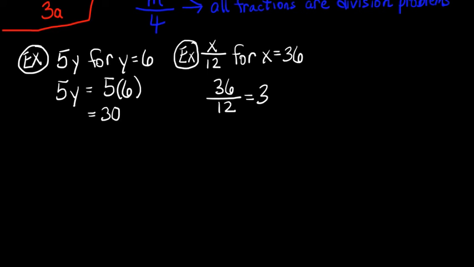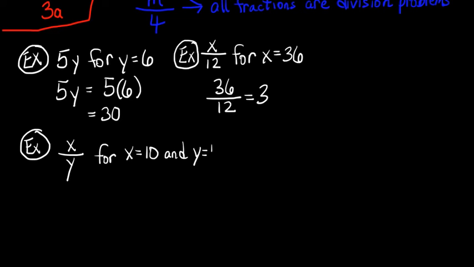Alright, another example, I'm going to have to move down here for this one: x divided by y. Now I will have to tell you what these variables equal. For x equals 10 and y equals 5. So now you're going to substitute that in. Since x is 10 and y is 5, x divided by y is 10 divided by 5, and we know 10 divided by 5 is 2.